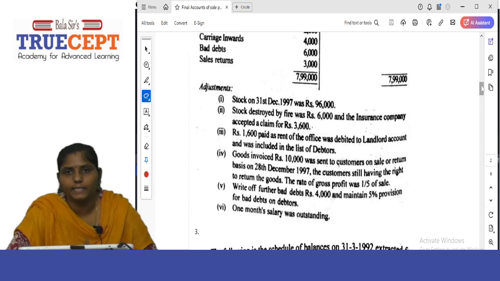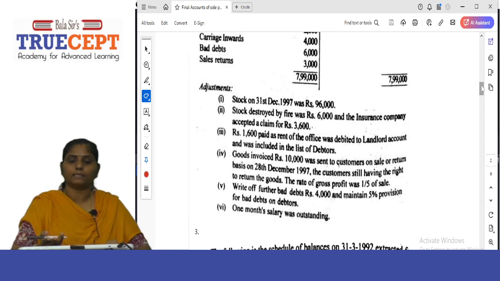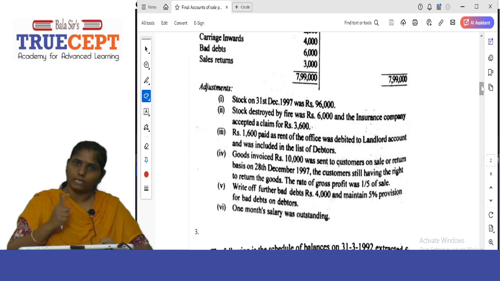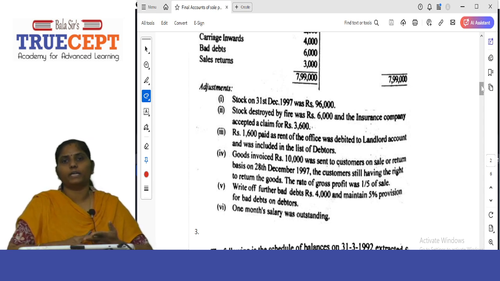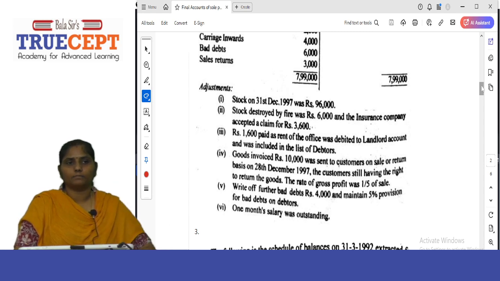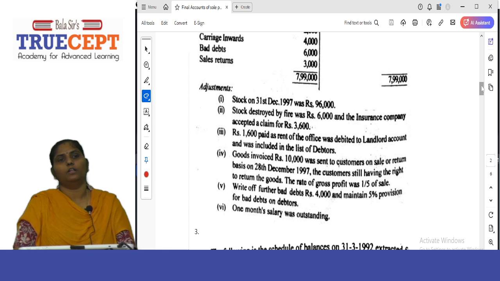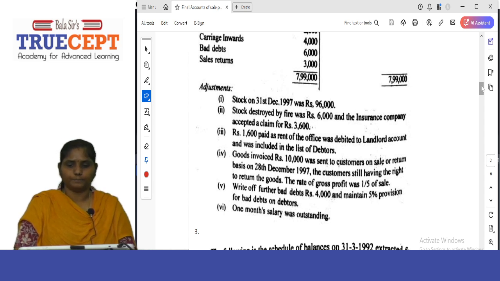Then the 3,600 the insurance company accepted, therefore I will receive it. So it is an asset. 2,400 is irrecoverable. That's my loss. So debit it to your P&L. Debit to your profit and loss account. Clear? Third one, rupees 1,600 paid as rent of the office was debited to landlord account.